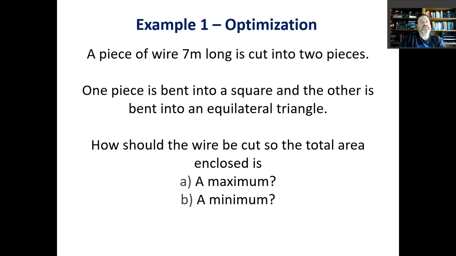Well, it turns out that people who design gardens have to enclose things in either bricks or fencing. And this kind of stuff actually comes up all the time. So let's think about it, right? You have a square and a triangle. You have one piece of wire. You have to cut it, bend one piece into a square, bend the other piece into an equilateral triangle.